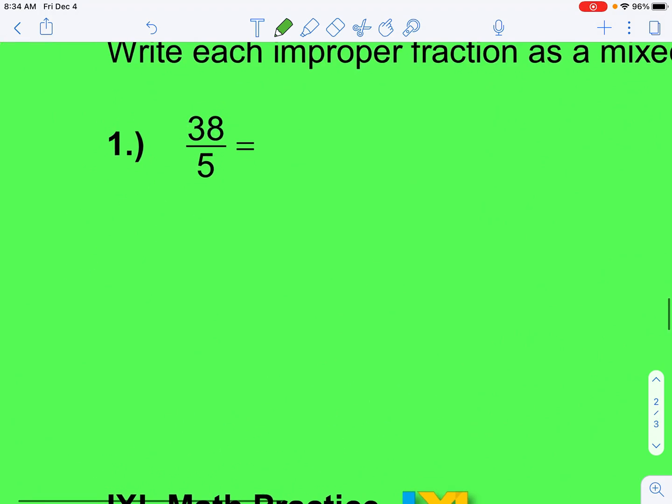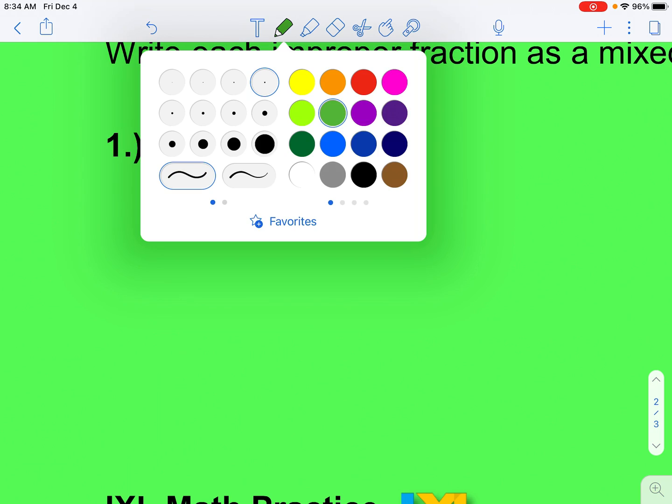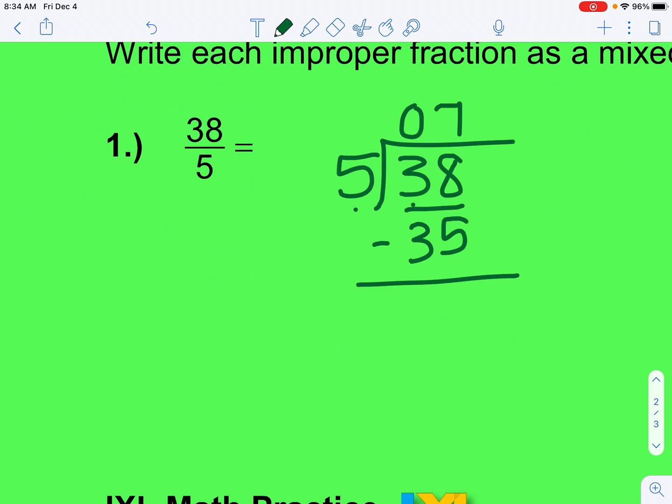Alright, so let's do 2 practice problems. We are taking 38 over 5, and we need to write it as a mixed number. So the first thing we need to do is we just need to divide. So let's take 38 divided by 5. Alright, 5 fits inside 3 0 times. 5 fits inside 38 7 times. 5 times 7 gives us 35, so let's subtract. 8 minus 5 gives us 3. 3 minus 3 gives us 0. Alright, and we're all done, because 5 cannot fit inside 3.